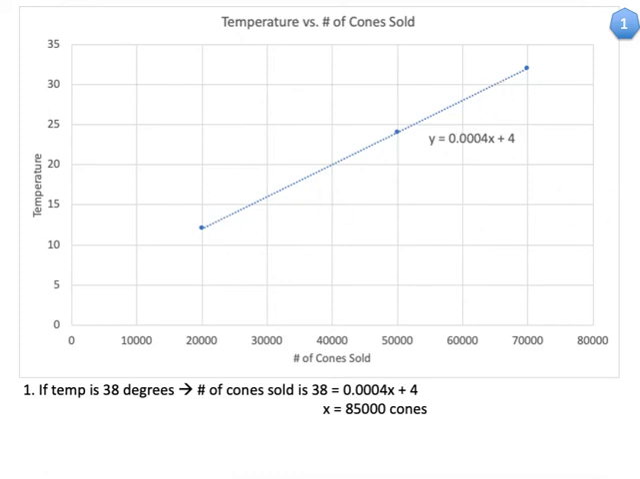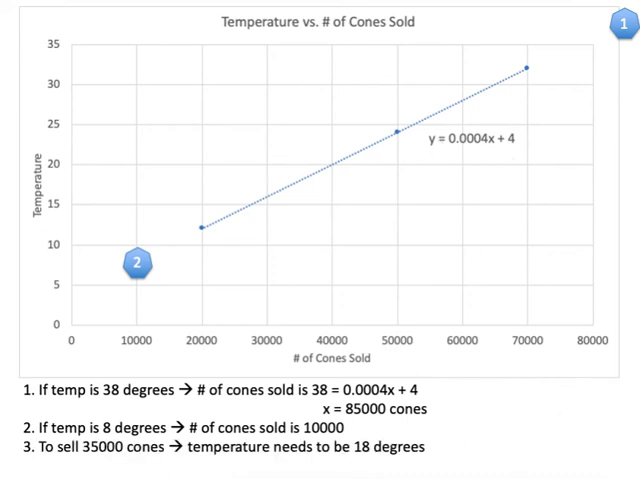And so you need to be able to understand how the graph works and why it's useful in making predictions. If we know this information, we can predict how many cones to make, to sell, to prepare for the rush, because we know what the temperature is going to be. Next question, if the temperature is 8 degrees, so somewhere down here, the number of cones sold is 10,000. It's going to be around here. I didn't show you the formula again, but if you plug these values into the formula, 8 degrees, you'll get 10,000 cones.